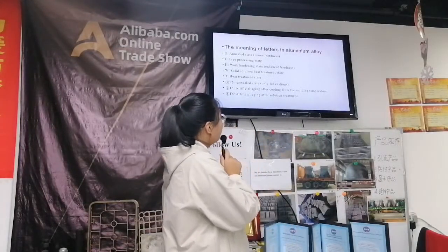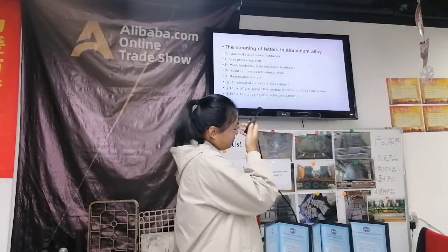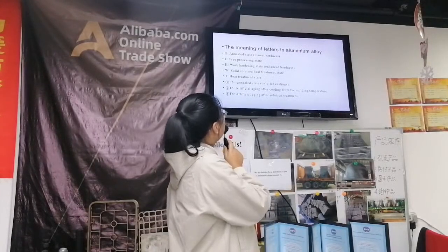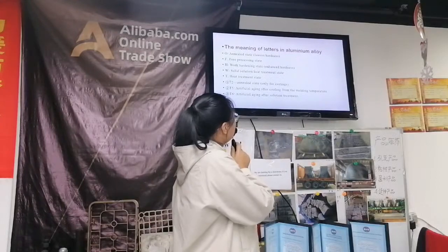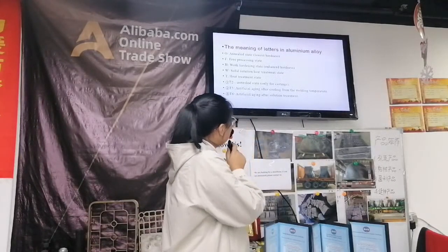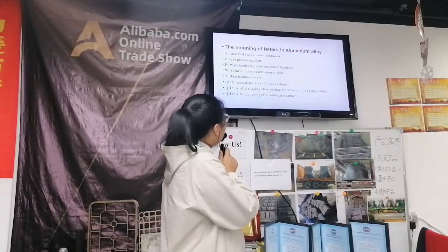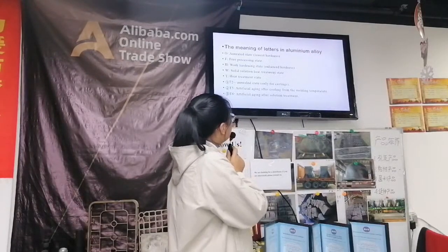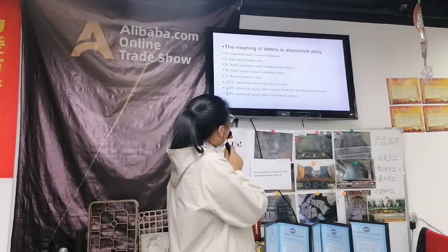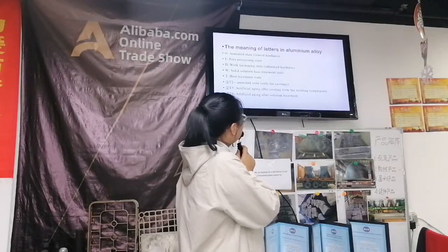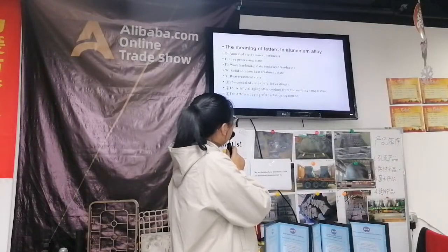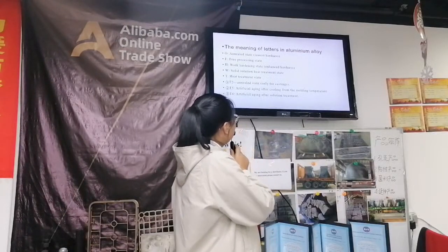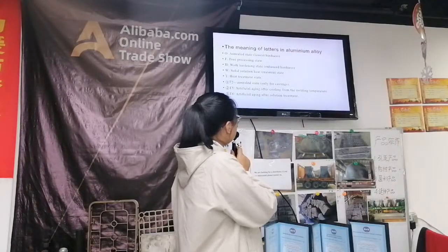Next, the meaning of letters in aluminum alloy. The letter O means annealing hardness. The F means free processing state. The H means work hardening state. The W means solution heat treatment state. The T means heat treatment state.